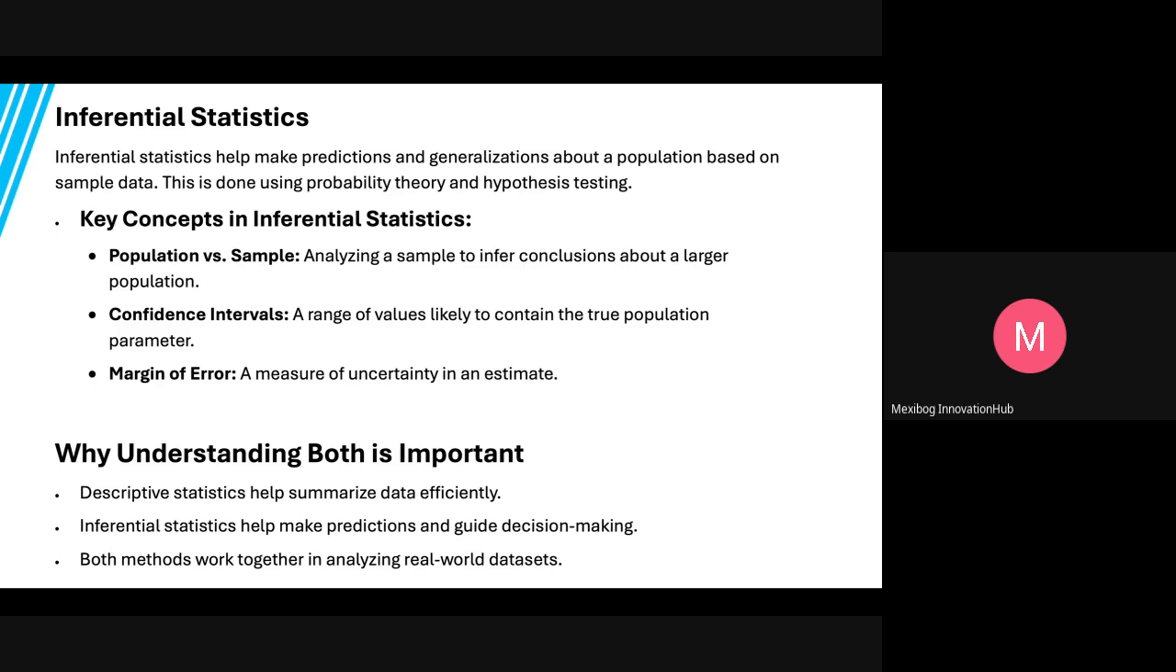So, key concepts in inferential statistics. There's the population, that is the whole data itself. Then the sample, where you pick a set from the whole collection. So you analyze a sample to infer conclusions about a larger population, which involves comparing the whole population with the sample. Then we have confidence intervals, a range of values likely to contain the true population parameter. Then we have margin of error, a measure of uncertainty in an estimate.